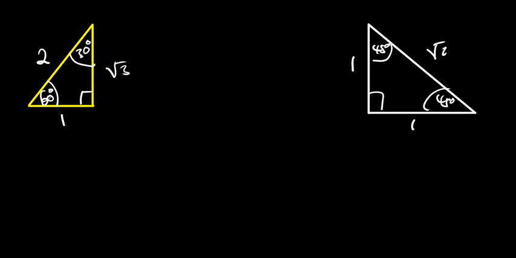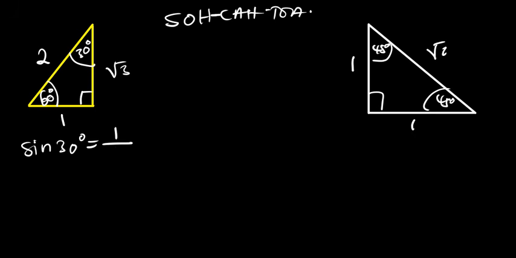So we know that when we're talking about trig functions, we have sine, cos, and tan. I'll start with sine. Sine 30 degrees will be equal to, here we use SOHCAHTOA, so sine is opposite over hypotenuse. Opposite is 1, hypotenuse is 2. So sine 30 is actually 1 over 2.